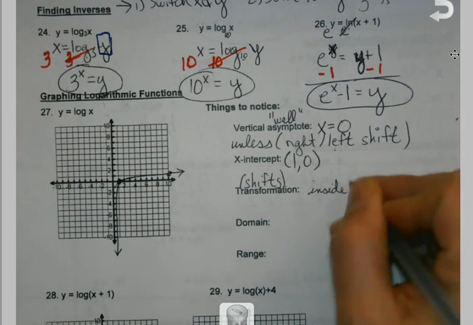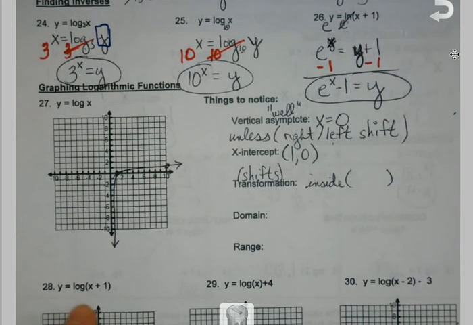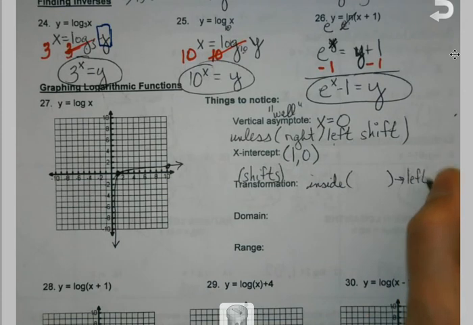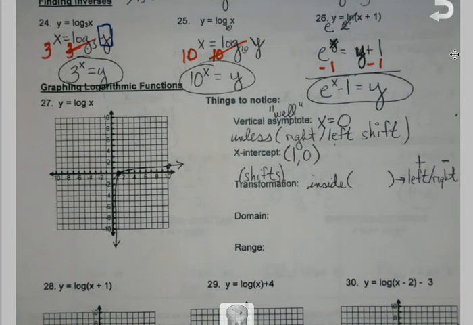When something's going on inside of parentheses, and you'll notice on 28 and 30 when we get there tomorrow, any of those numbers that are inside are my left and right shifts. But again, just like before, it's the opposite one. So when it's plus, I go left. When it's minus, I go right. Yes.